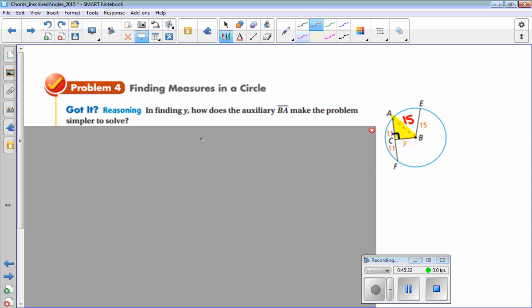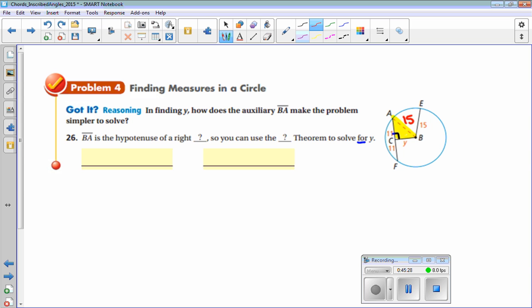So how would I find y? Pythagorean theorem. Good, Emily. Exactly. So I'm going to say that 11 squared plus y squared is equal to 15 squared. Awesome. That's exactly what I'm going to do. So go ahead and use your calculators and tell me what the length of y is.